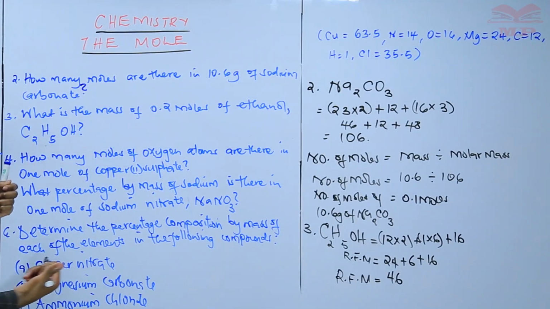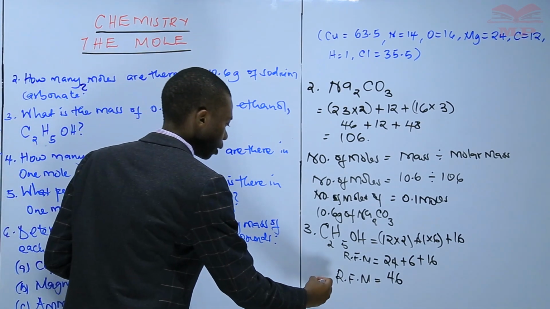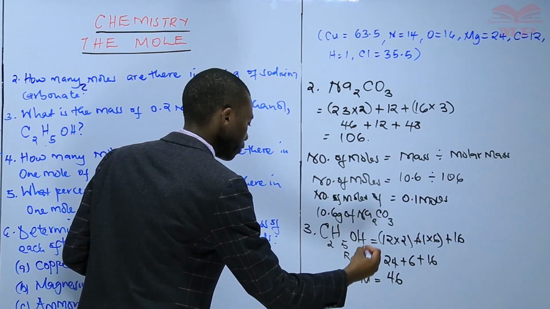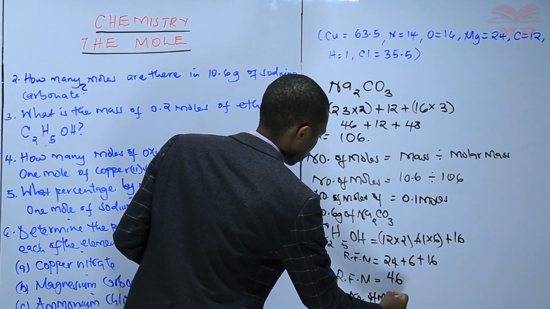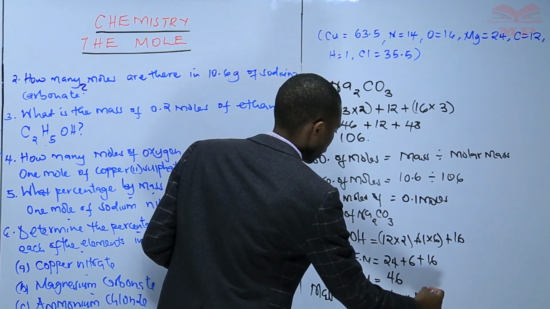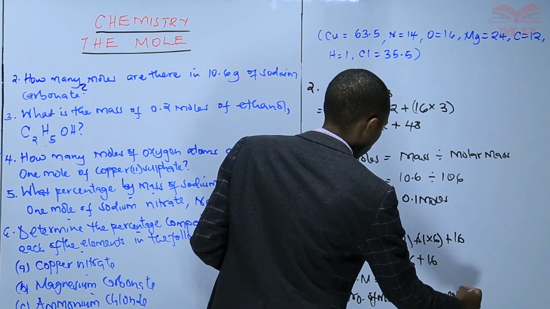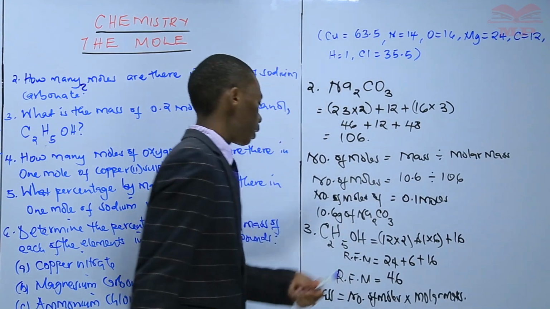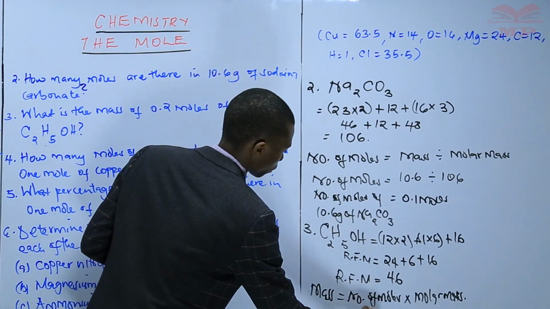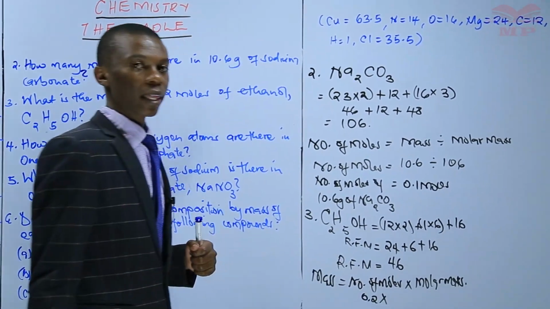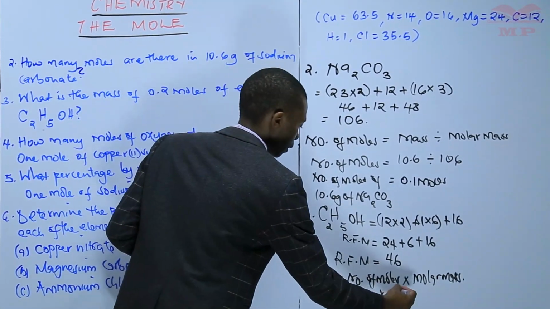In our question, we are calculating the mass. What is the mass of 0.2 moles of ethanol? And you see that the mass is given by the number of moles multiplied by the molar mass. Molar mass and the RFM are just the same. Therefore, the number of moles is 0.2, you multiply by the molar mass, which is 46.